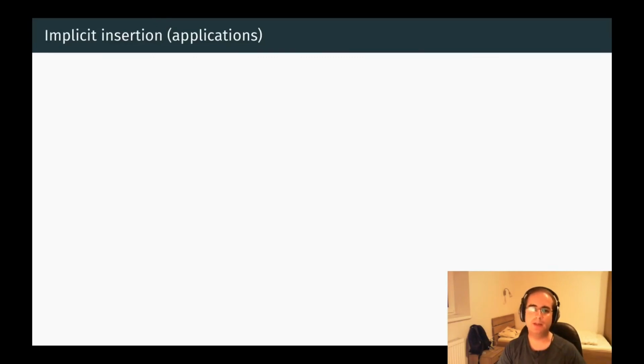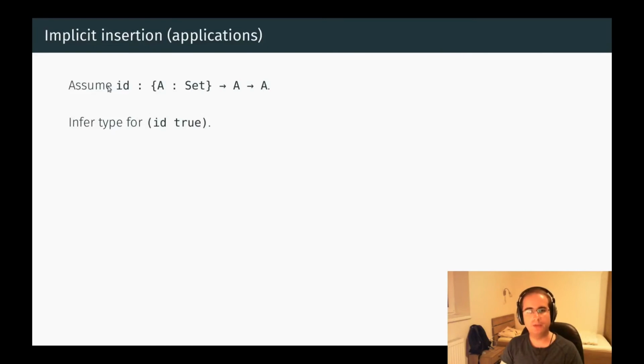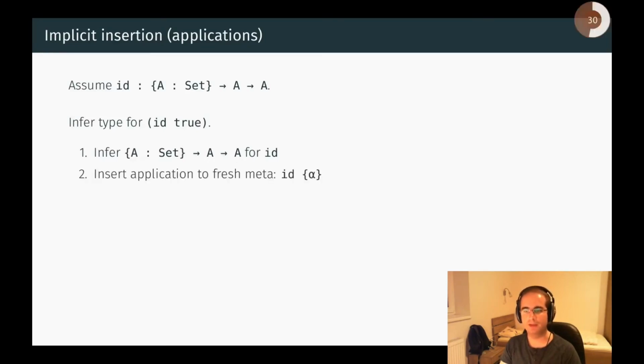We won't look at the exact rules of elaboration here and instead look at some examples. First, let's look at an example for application insertion. Assume that we have the usual polymorphic identity function and we want to infer type for id applied to the boolean true. This expression is a function application, so first we infer a type for the function involved, which is id. Then we notice that the inferred type is an implicit function type, so we insert an implicit application here.